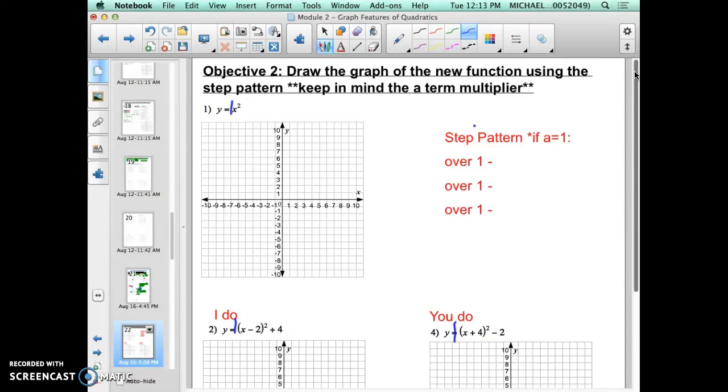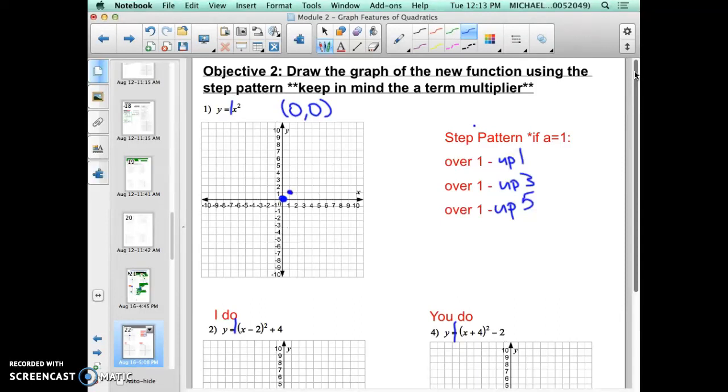So I said earlier in this video, this vertex is 0, 0. This is the parent function x squared. So I plot it here. The step pattern if A equals 1 is going to be over 1, up 1, over 1, up 3, over 1, up 5. This happens because these are symmetrical, they have an axis of symmetry, so it happens on the left-hand side and the right-hand side. So I'm going to go over 1 on the right, up 1, right there.